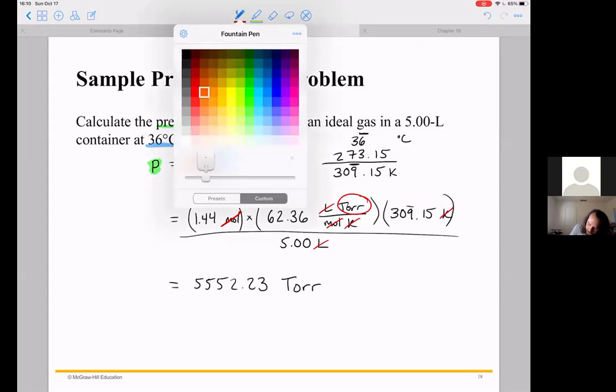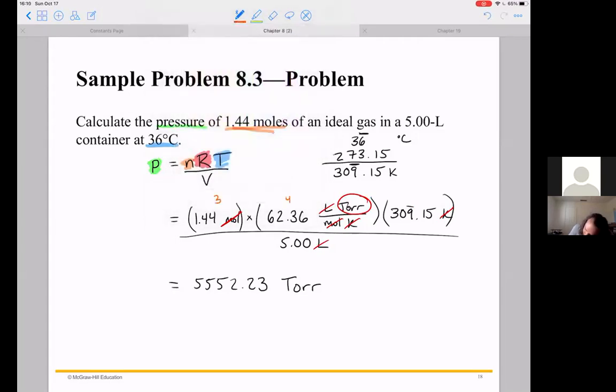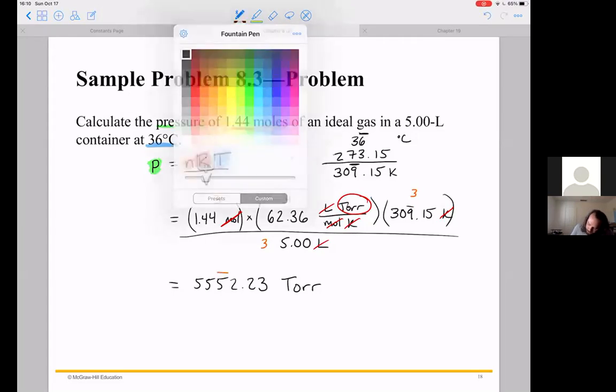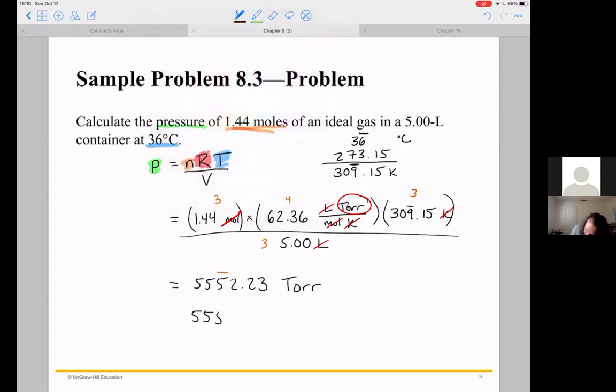So then sig figs, we have 3, 4, 3, and 3. So our final answer should have 3. So that's 5,550 torr is the pressure. Right, and again, you could sort of convince yourself that if you converted 5,550 torr to atm, you would have gotten the same answer as we got in the previous.